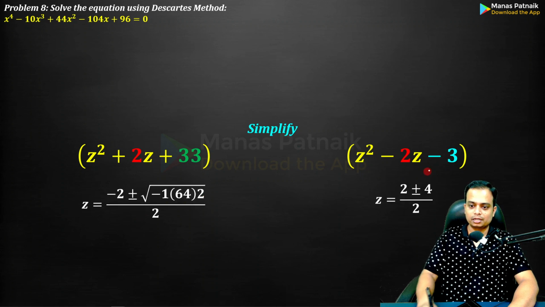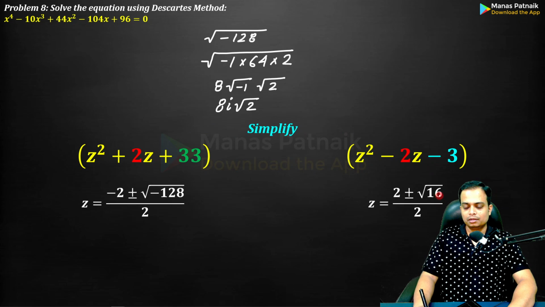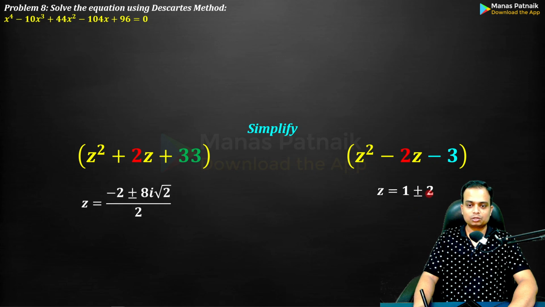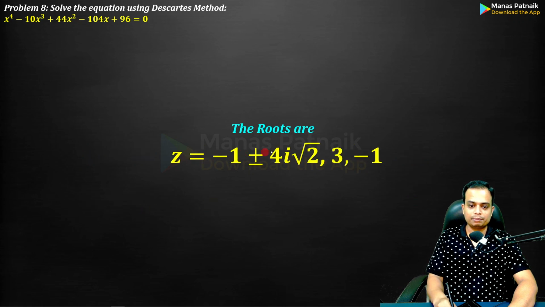Easy. Take a look at this now. 16. Root 16 is 4. 2 plus minus 4 by 2. So basically 1 plus minus 2. 1 plus 2 is 3 and 1 minus 2 is minus 1. So these are the 4 roots. Let me write them down.